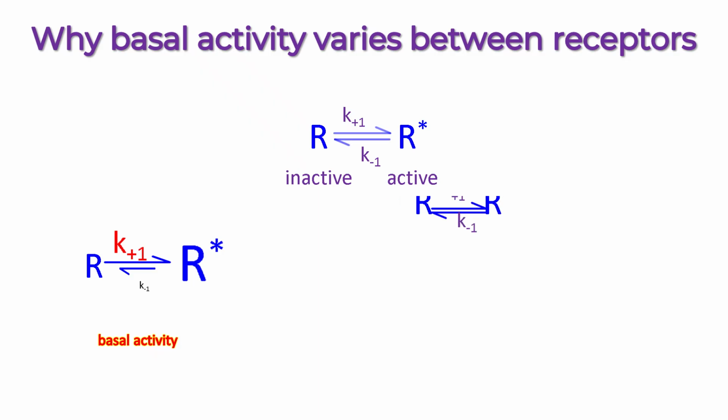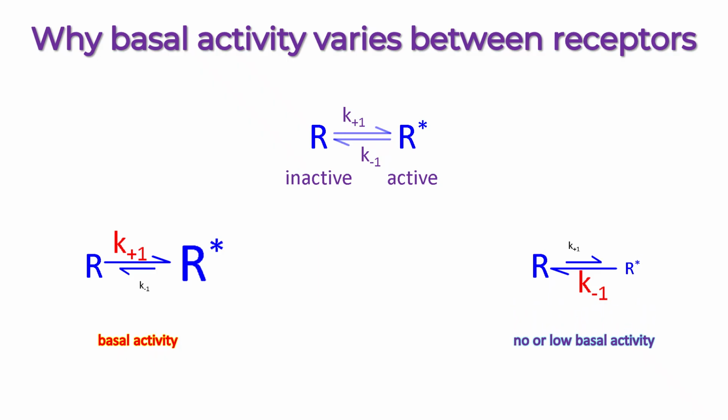In other receptors, k-1 is greater than k+1. So the backward rate dominates. Active states are rare and basal activity may be minimal or absent. So basal activity is not a universal property. It emerges from the intrinsic kinetics of the receptor. Drugs don't create these equilibria, they act on equilibria that already exist.